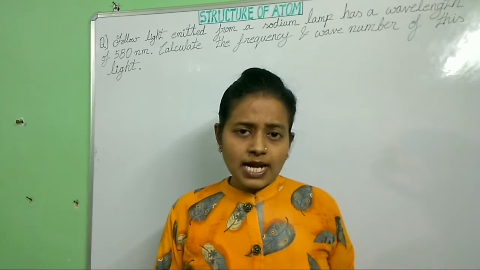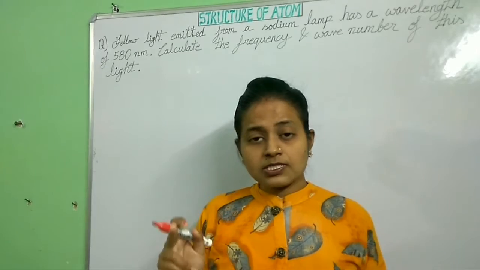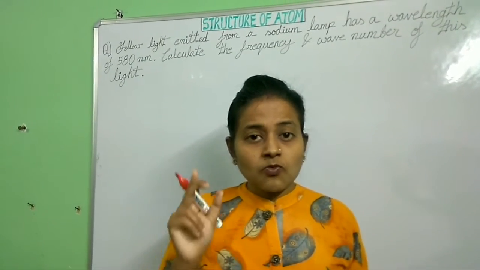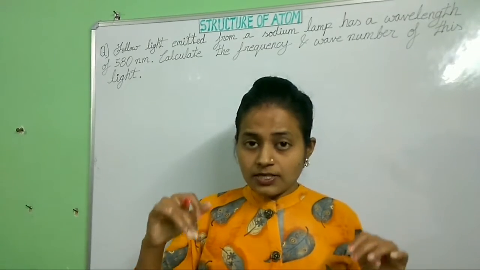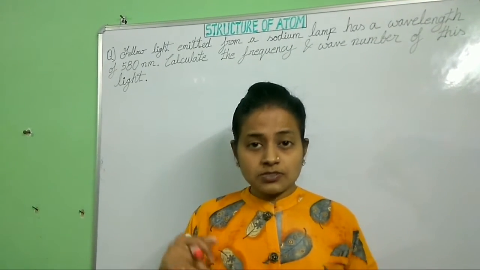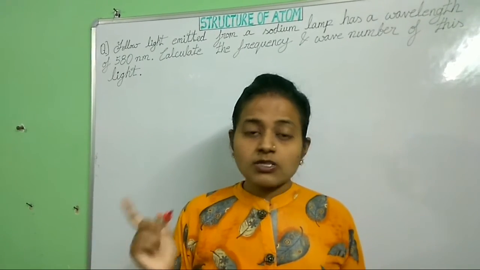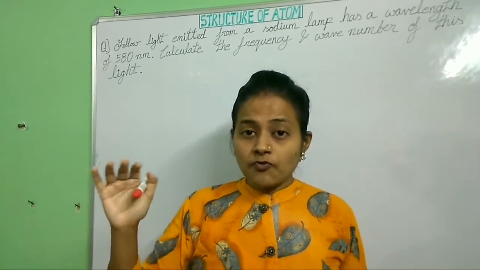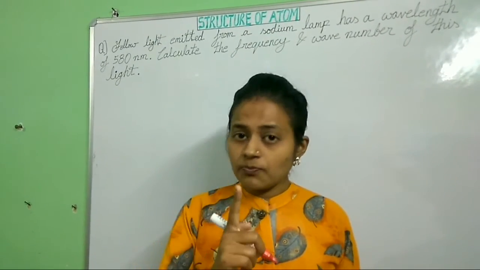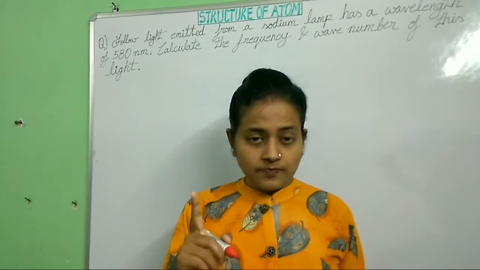Now, there are some characteristics of wave. We all know what the characteristics are. First is wavelength. Okay, so what is wavelength? The distance between two adjacent crests or two adjacent troughs is the wavelength, right? And second, what is frequency? Frequency is the number of waves passing through a given point in one second, right?